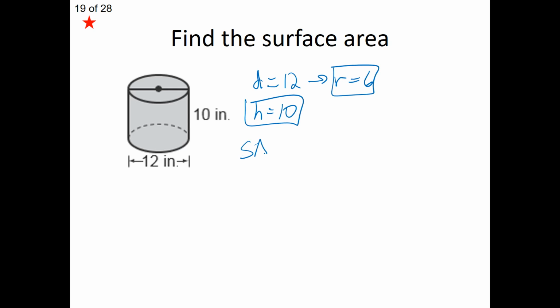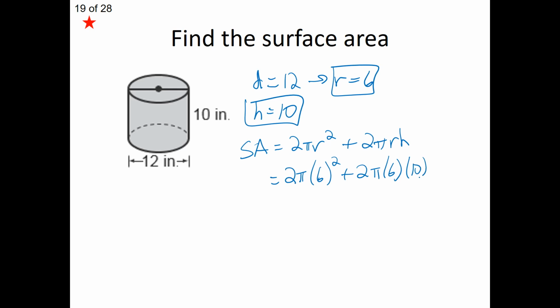So now we can use our surface area formula. Surface area is 2 pi r squared plus 2 pi r times h, and we just plug in what we get. The radius is 6, the height is 10, and we simplify this. All right, so what we have is 2 pi 6 squared. When we simplify that, we get 72 pi. And over here, when we multiply that out, we get 120 pi.